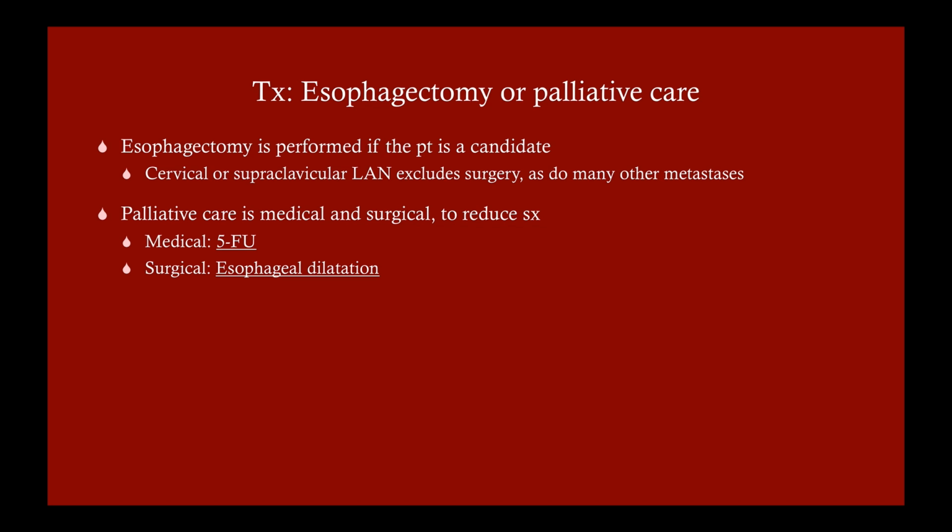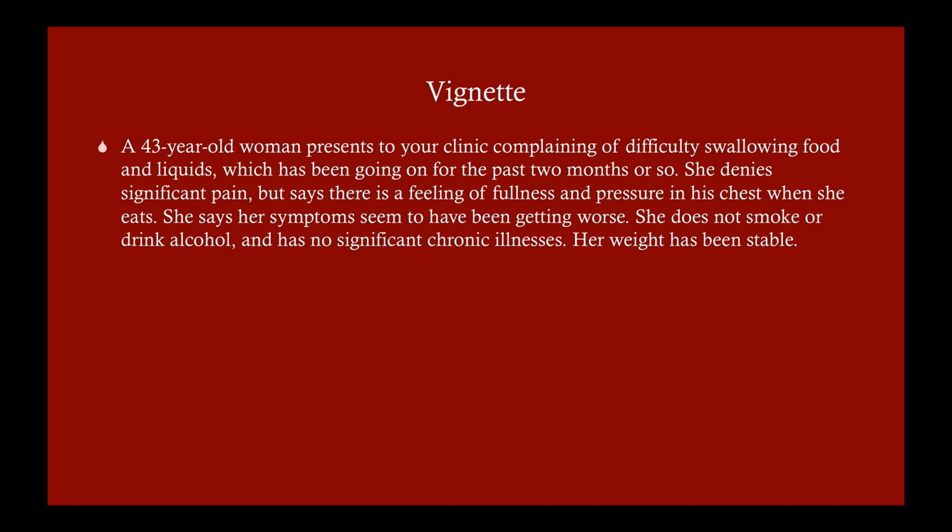Palliative care is probably what the test is going to ask you about. And this is done to reduce symptoms. However, this is a terminal condition. Medically, you can give them 5-fluorouracil, which I believe does reduce the tumor bulk and will help with the symptoms. Surgically, you can do esophageal dilation, very similar to how you would go about managing an esophageal stricture. Really, it's kind of the same thing. You've got a mechanical obstruction of the esophagus.